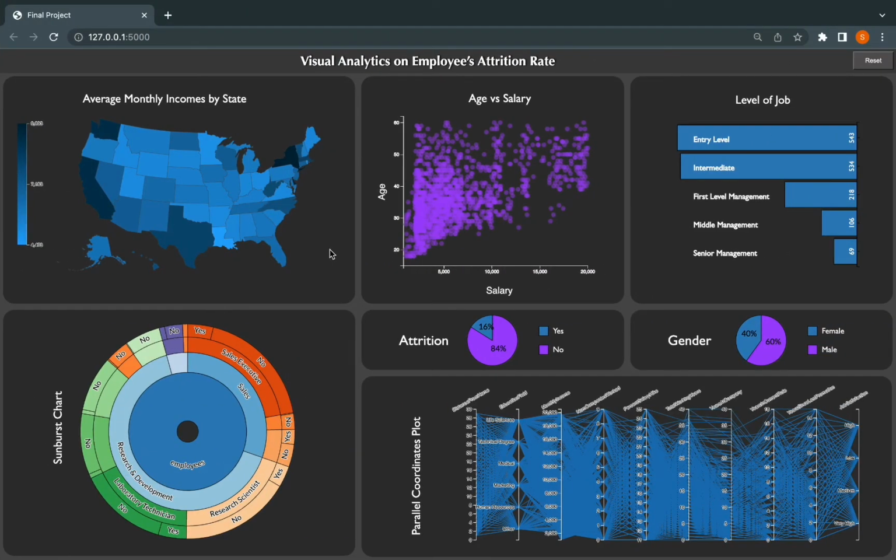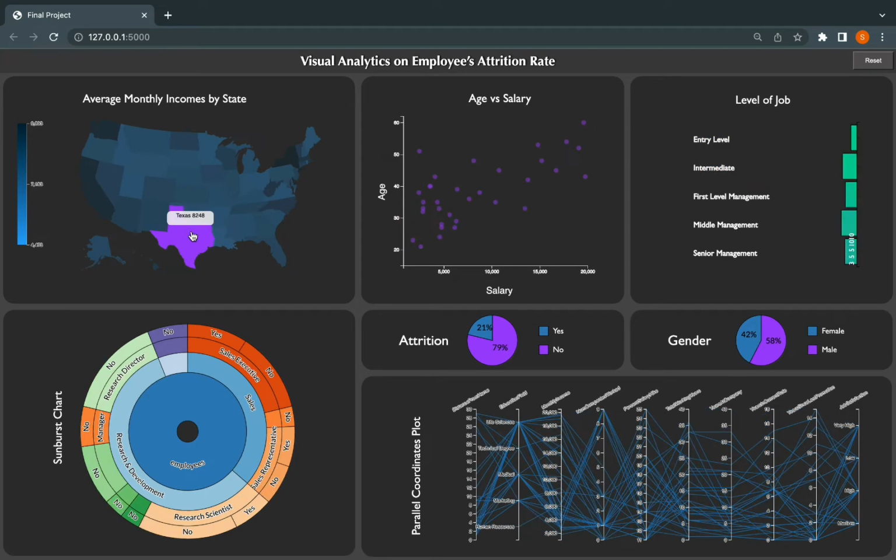This is our dashboard. We have made 7 charts, and let me go through each of the charts and tell you how we can play with the data. So coming to the choropleth map, this represents the average monthly income by state, where higher intensity color represents higher monthly salary and lower intensity represents lower salary. When we hover over it, we'll get the state name with the monthly salary in that particular state.